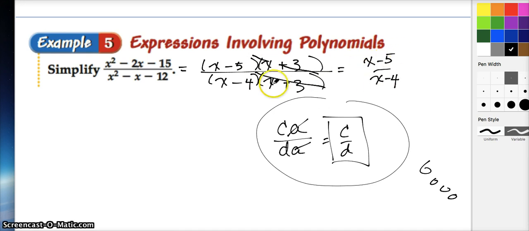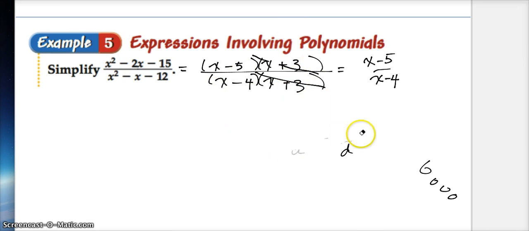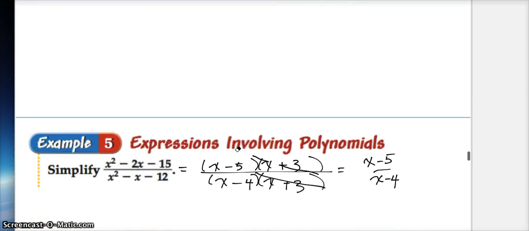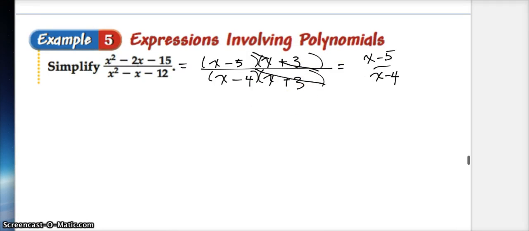And that other thing is that before I just cancel it out and get rid of it and say, hey, you're gone, peace out, I need to remember something. There are some values that, what did we call them earlier? We didn't call them extraneous roots. I forget what they were called. We will call them excluded values. So we need to talk to this problem and say, hey, there are some values that are excluded.